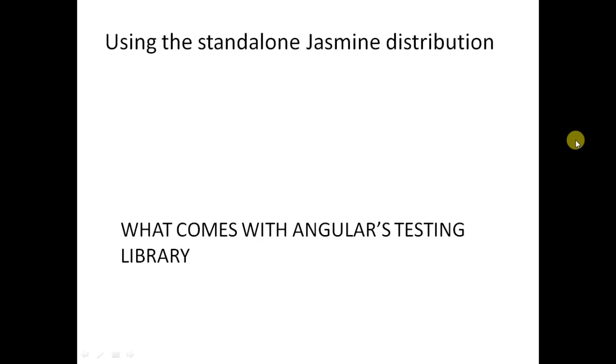Now, using the standalone Jasmine distribution. If you want to see running Jasmine tests quickly, download the zip file with the standalone version of Jasmine from http://github.com/jasmine/jasmine/release. Unzip this file and open SpecRunner.html in your web browser.